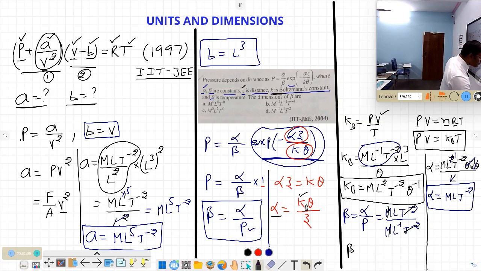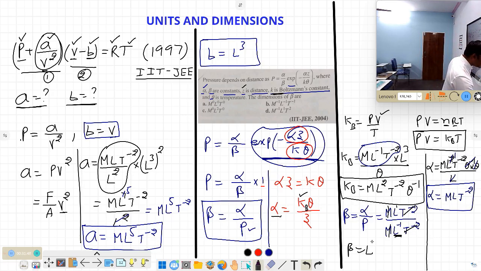So the beta value must be equal to, in this case, L to the power minus 1 in the denominator, which if it comes up becomes plus 1. That means we already have 1, and 1 plus 1 becomes 2. So the beta value you are going to get is equal to L square.